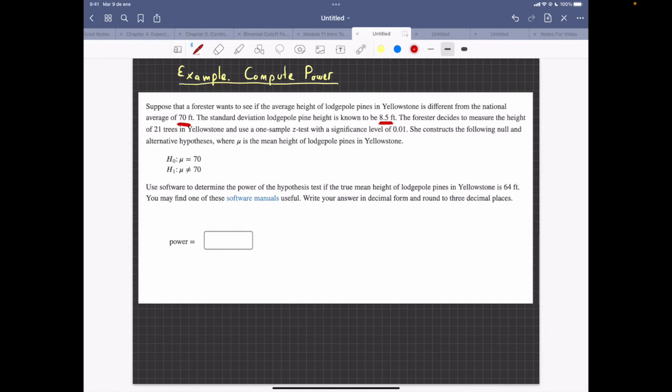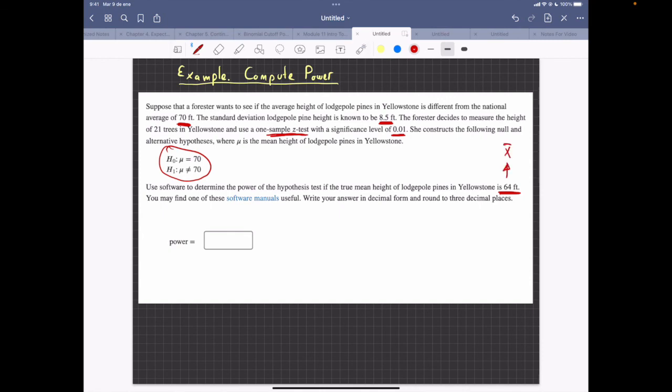The forester decides to measure the height of 21 trees in Yellowstone and use a one sample t-test with a significance level of 0.01. She constructs the following null and alternative hypotheses, where mu is the mean height of lodgepole pines in Yellowstone. And there you have these two hypotheses. Then it says, use software to determine the power of the hypothesis test if the true mean height of lodgepole pines in Yellowstone is 64. So this is the value from the sample, this is the x value.